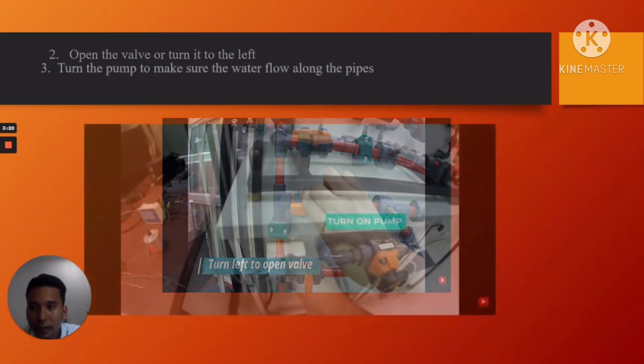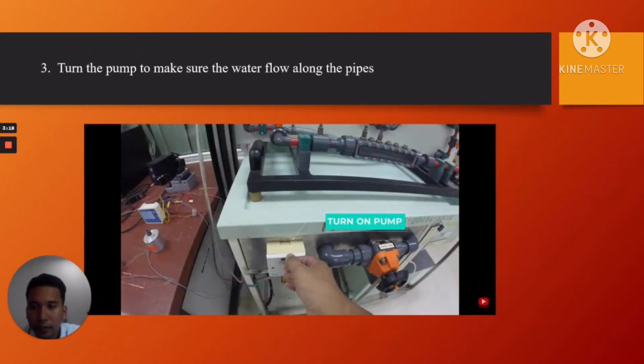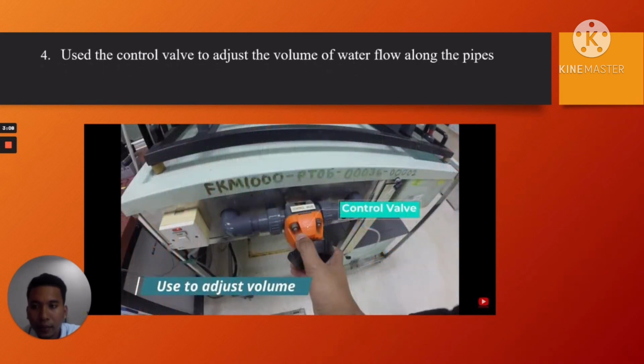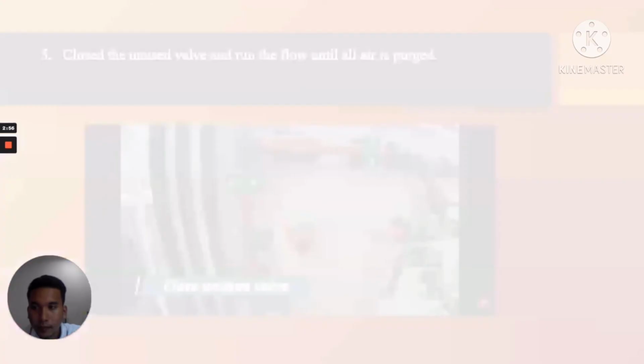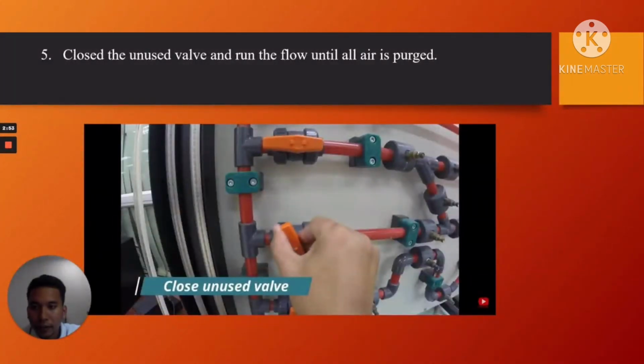So step number 3, turn the pump on to make sure the water flows along the pipes. Okay, so step number 4, use the control valve to adjust the volume of water along the pipes. So step 5, close the unused valve and run the flow until all air is purged. So we need to close the unused valve.